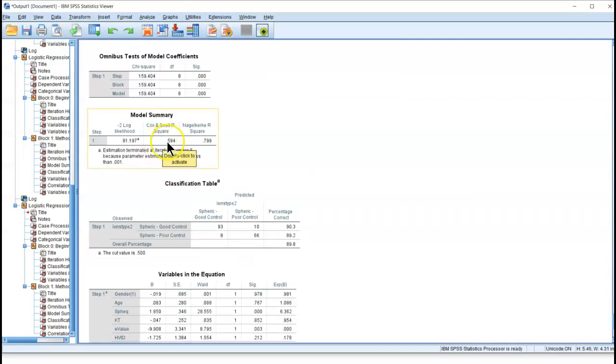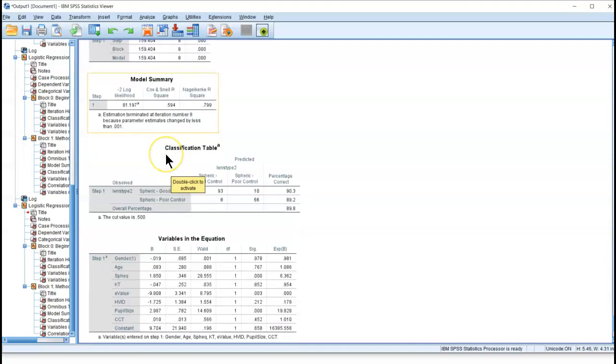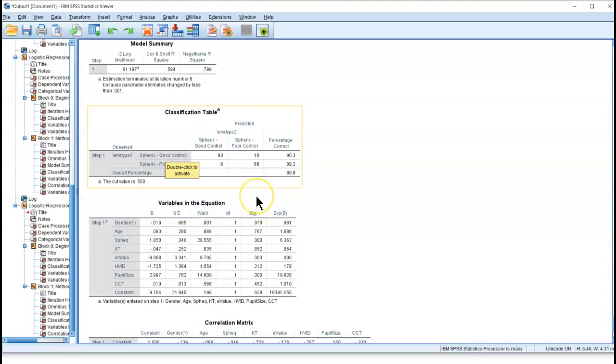Here are our pseudo R-squareds. We can see that they're between 0.6 and 0.8, pretty good. R-squareds, 60 to 80% of the variance. They're not real R-squareds, they're pseudo R-squareds, but they give you an idea that your model's pretty well fit. We have missed 18 in the prediction. We've got 159 correct, so that's pretty good.